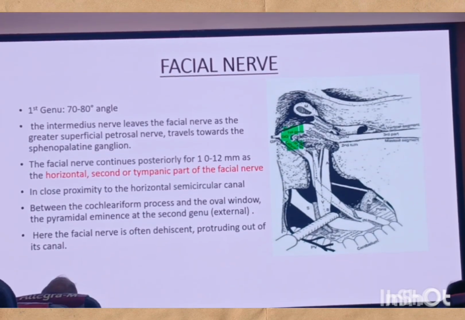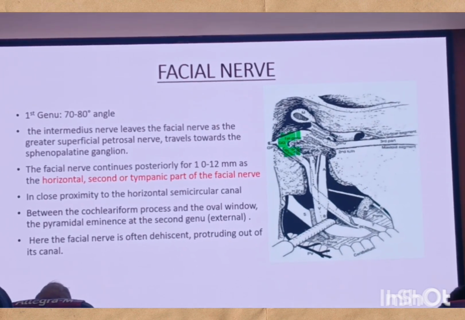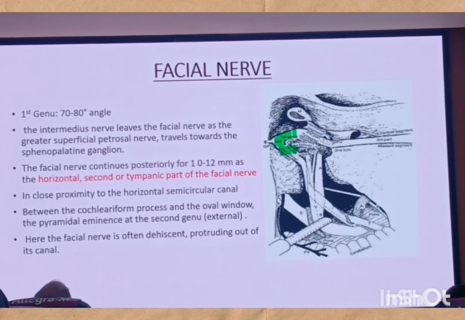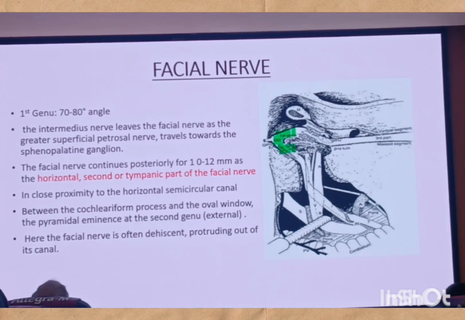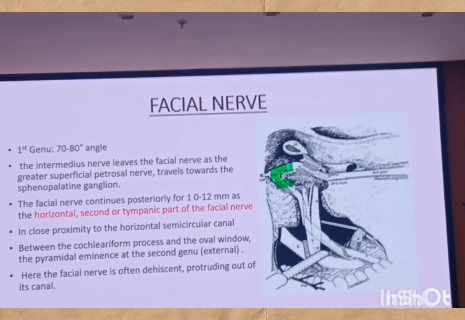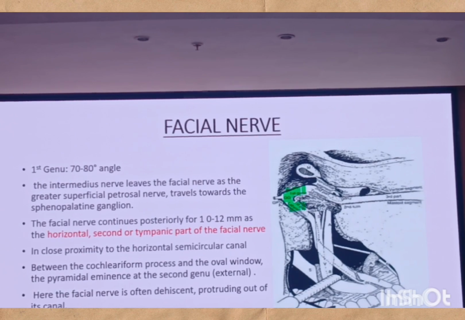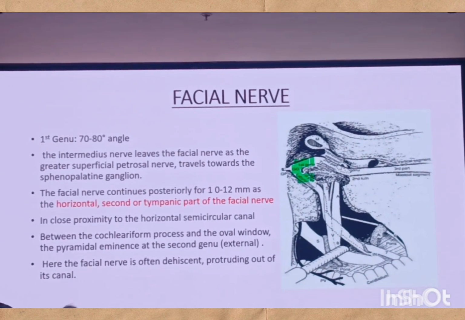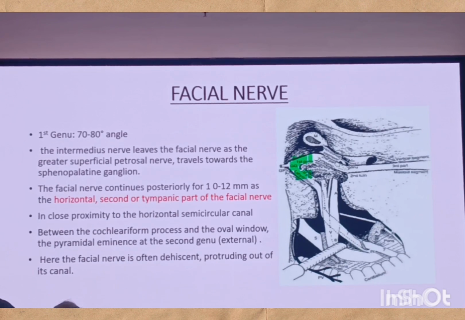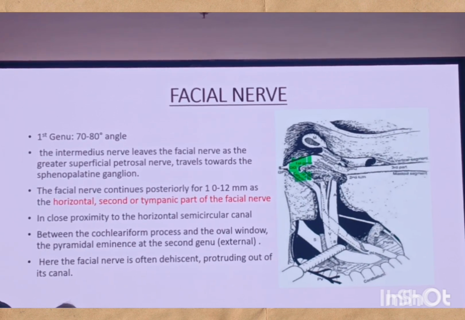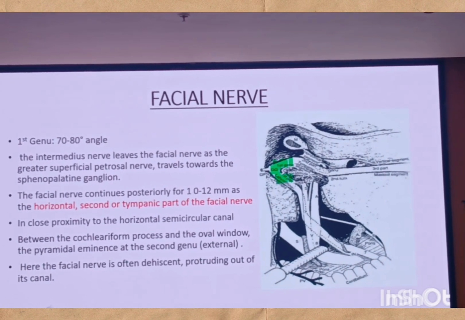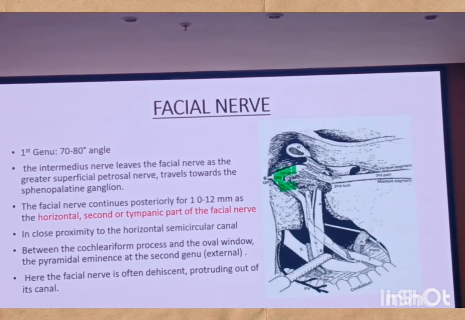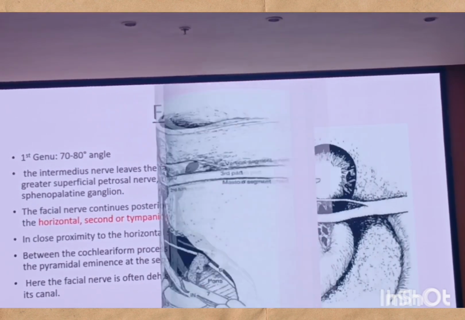The facial nerve then continues posteriorly, forms the horizontal or the second or the tympanic part. So the horizontal part has some landmarks which will be cog, cochleariform process, oval window, and till the pyramid it forms the second genu. The point to be noted here is that the horizontal part can be dehiscent sometimes. So when we are removing granulations from that area, we should be aware that natural dehiscences are noted there and we shouldn't use a very sharp instrument.